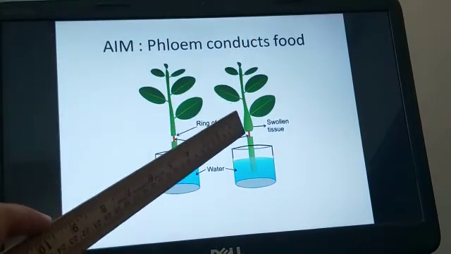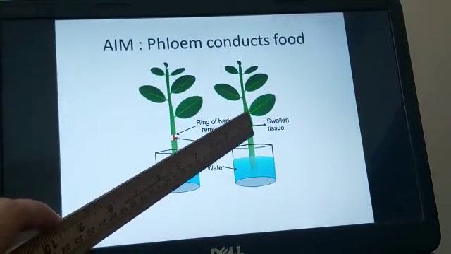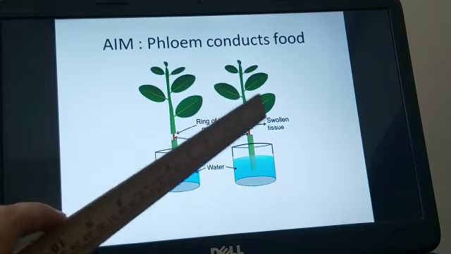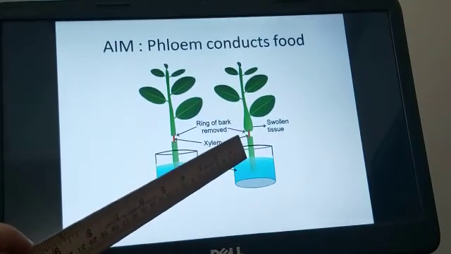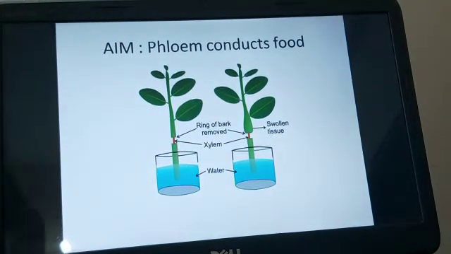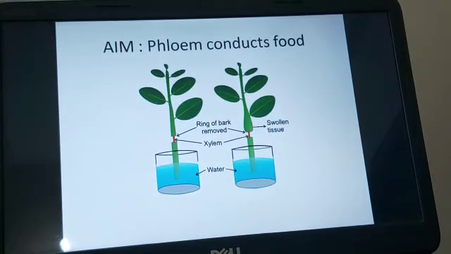Because you have cut the phloem, the food is unable to reach. So after some time you will see that this particular part won't get the food. So this is certainly not good for the plant in the long run. So this experiment proves that the phloem conducts food.